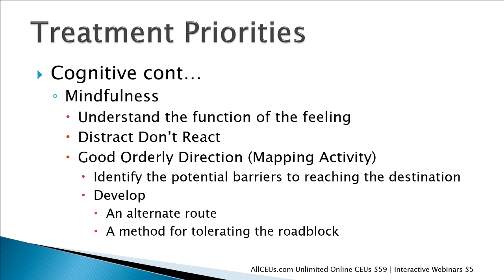The mapping activity gives a visual perspective for the recovery process, and you want to have them identify pit stops along the way. You know, if you were actually driving the route, you would stop to pee, stop to eat. So what pit stops are they going to take along the way where they give themselves an atta girl or an atta boy? And what does that look like?